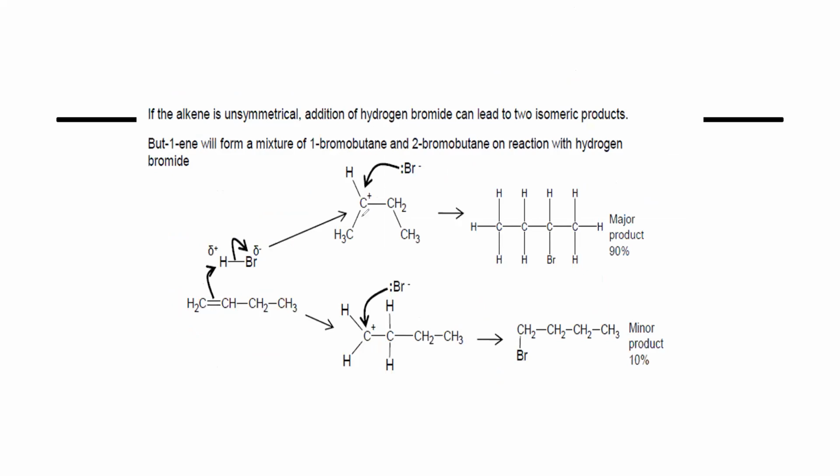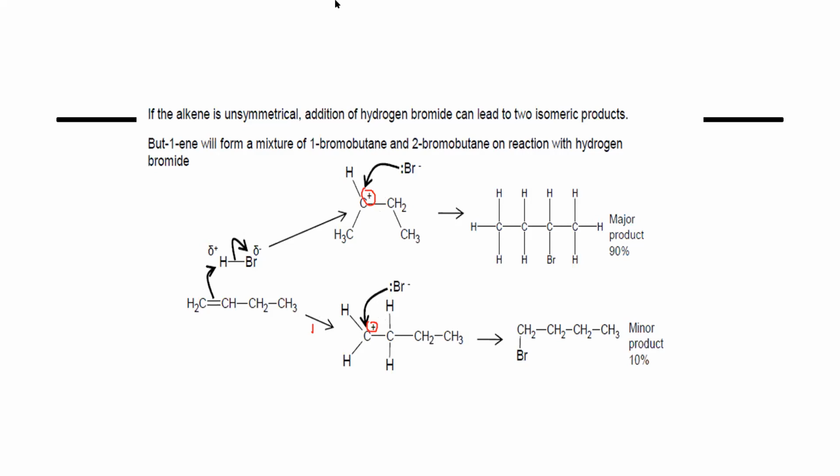So when the partial positive hydrogen is attracted towards the electron rich side, then what is the possibility? The first carbon, this is the first possibility, the first carbon may get a positive charge, a carbon cation, or the second carbon may form a positive ion or carbon cation. But which one is more stable?